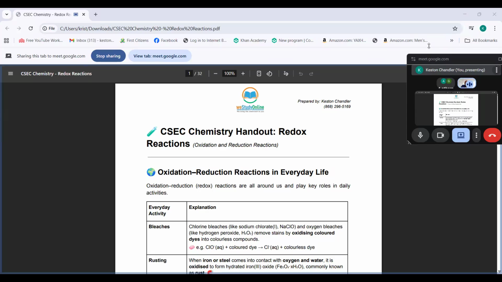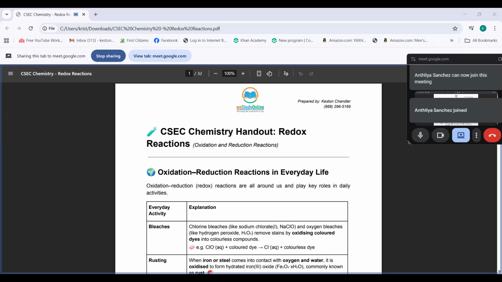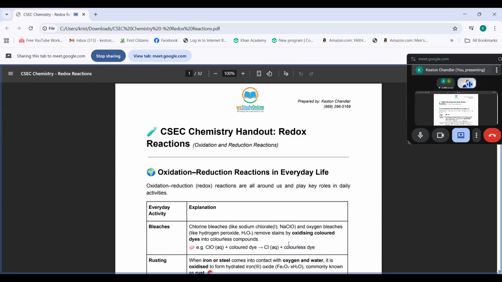All right, so we're talking about redox reactions today. On screen, we have our presentation. Now we're going to be looking through, right? Let's begin by talking about some common examples of redox reactions in everyday life, right?